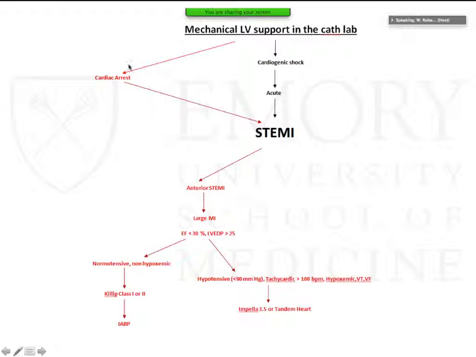If you have cardiac arrest primarily, or cardiac arrest and found to have STEMI, or you come in with acute cardiogenic shock and found to have STEMI, and the STEMI is a large anterior infarct, the patient has a poor EF and EDP greater than 25. I'm not sure if 15 is the right number. If the EDP is greater than 25, the patient looks unwell, and he's in shock with hypotension, tachycardia, hypoxemia, and arrhythmias, go ahead and put a device in, like an Impella, or we don't use a TandemHeart here. That would be the right thing to do. If the patient is normotensive and non-hypoxemic, and in Killip class 1 or 2, probably a balloon pump should suffice.